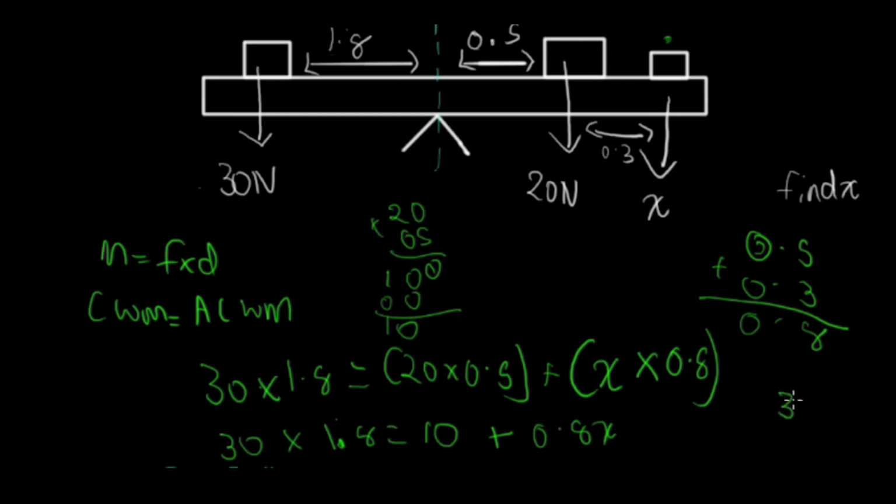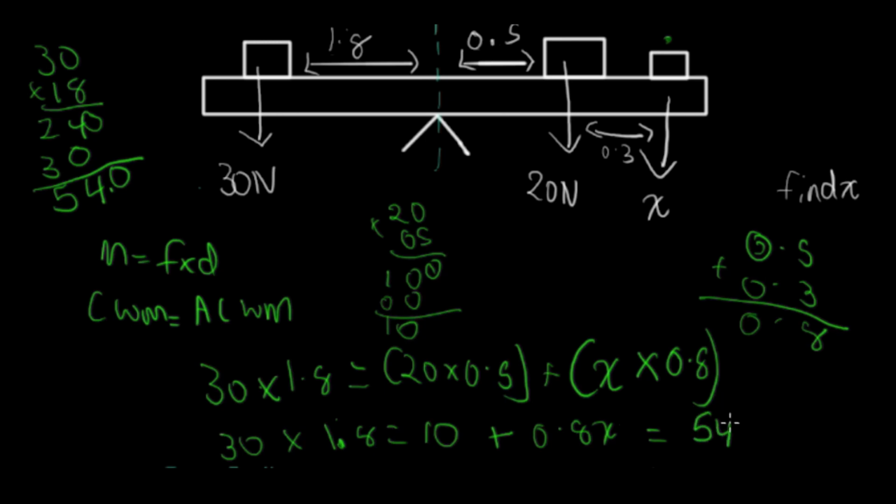Now 30 times 1.8: 3 times 1.8 times 0 is 0, 8 times 3 is 24, 1 times 0 is 0, 1 times 3 is 3. You get 54. So 54 is equal to 10 plus 0.8x, and now it's just normal algebra.